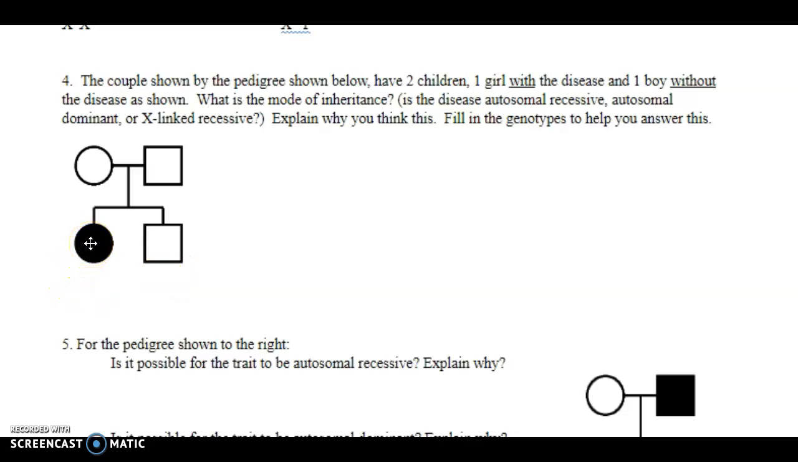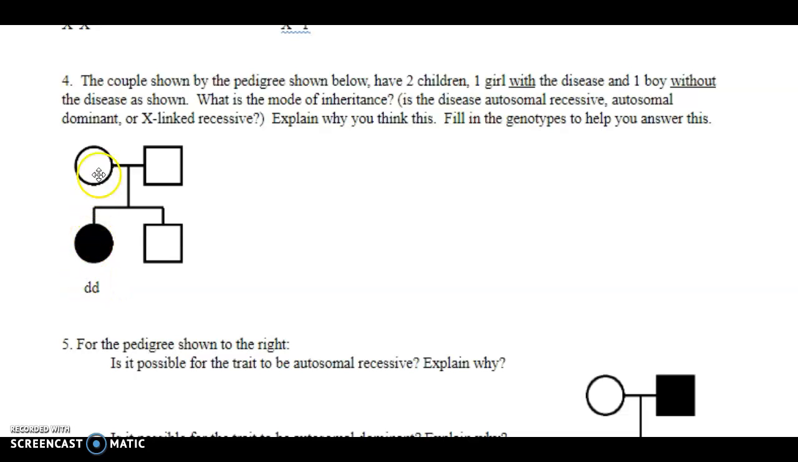She would have to have two of the little letters, and it doesn't tell us what the disease is, so I'm just going to use D for disease. She has the disease, so she has to be little d, little d. Okay. So she's little d, little d.